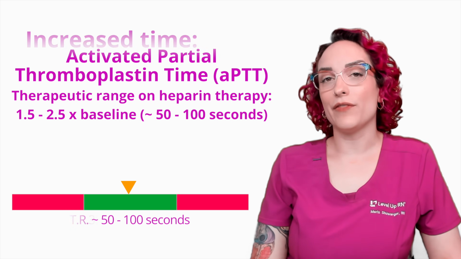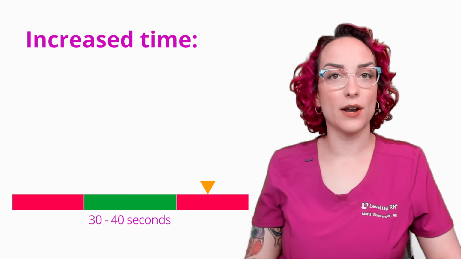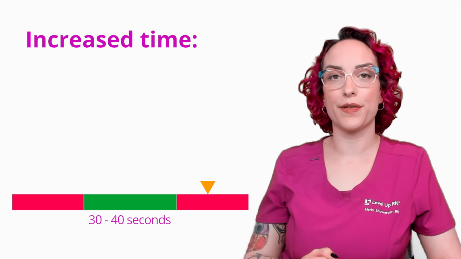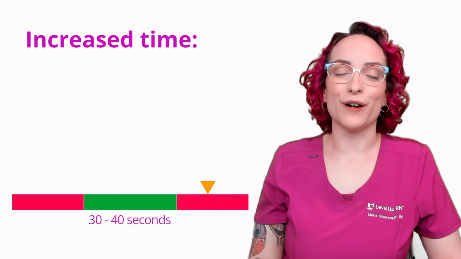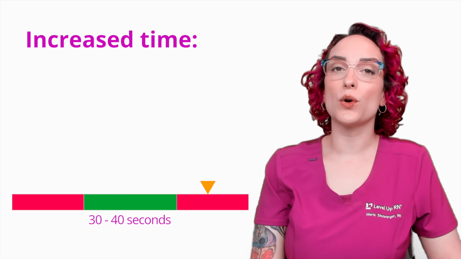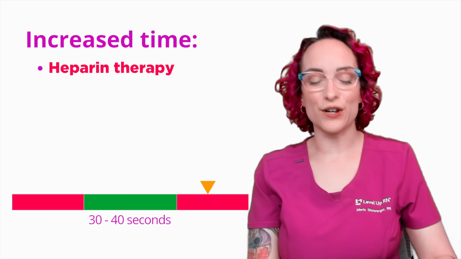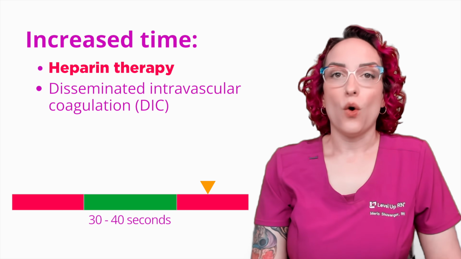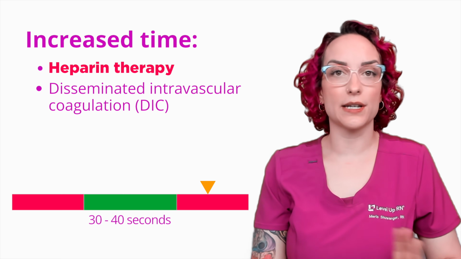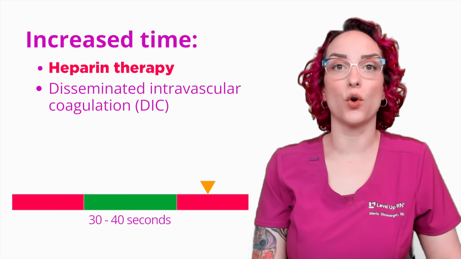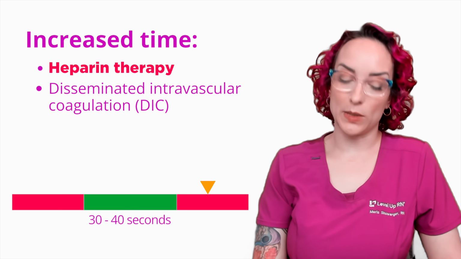Now, what if I have an increased time? Either because I'm an average person who is not on anticoagulants, I'm not receiving heparin therapy, and my bleeding time is elevated, or because I am on heparin and my bleeding time is elevated. So of course, the causes include heparin therapy, right? If I give you heparin, it's going to elevate your time. DIC, or disseminated intravascular coagulation. This is a very serious complication, a very serious coagulation issue, and we will see increased times with DIC.